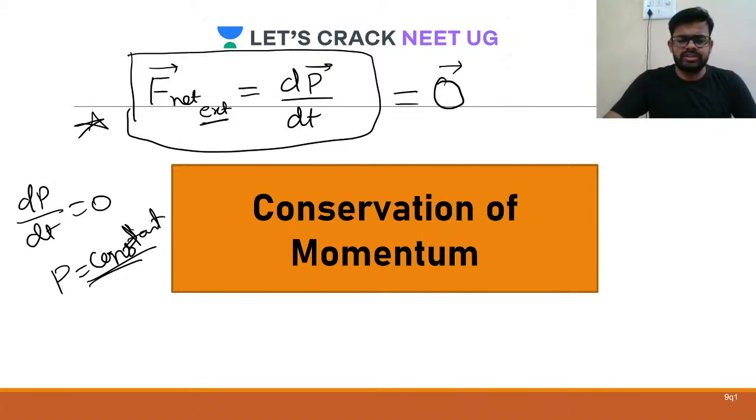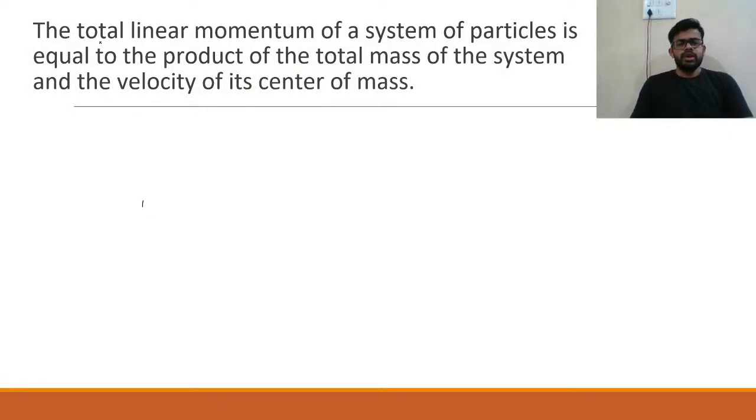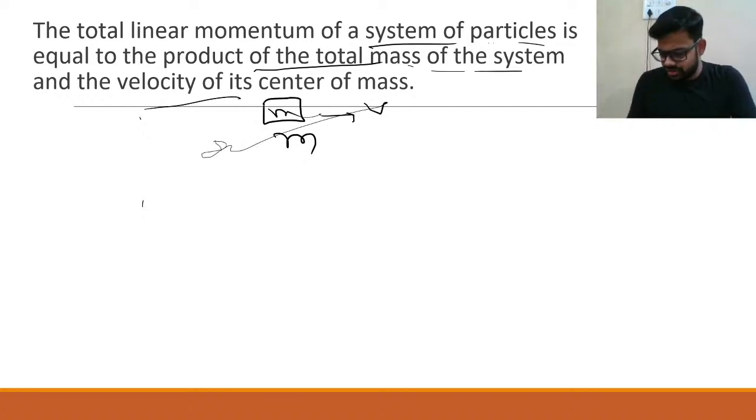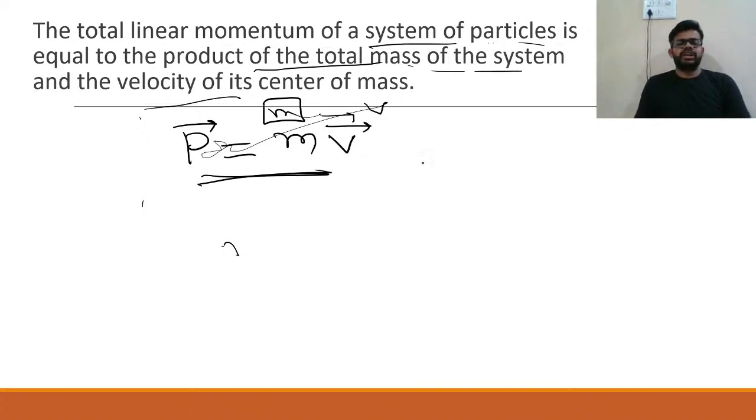What is momentum? Let us talk about that. The total linear momentum of a system of particles is equal to the product of the total mass of the system and velocity. What does it mean? Let's say I have a particle of mass m, and it has velocity v. Its momentum can be written as P is equal to m into v. It is just the product of mass and velocity of the particle.